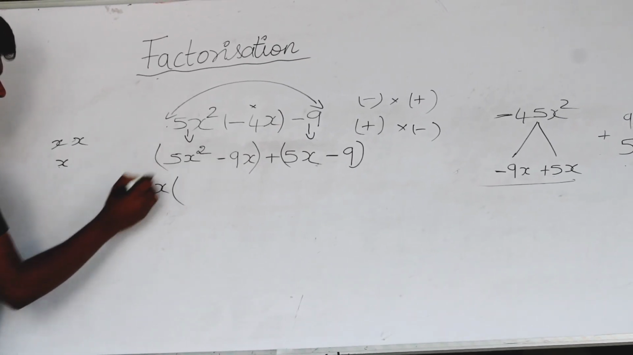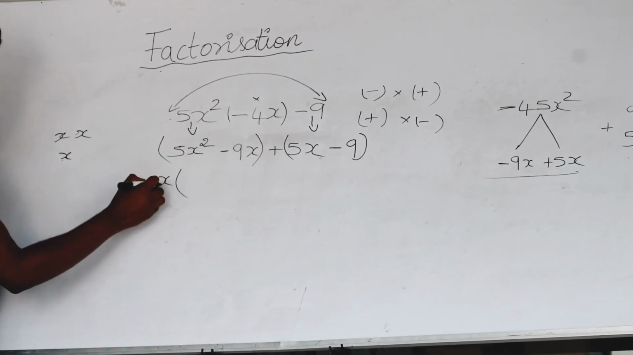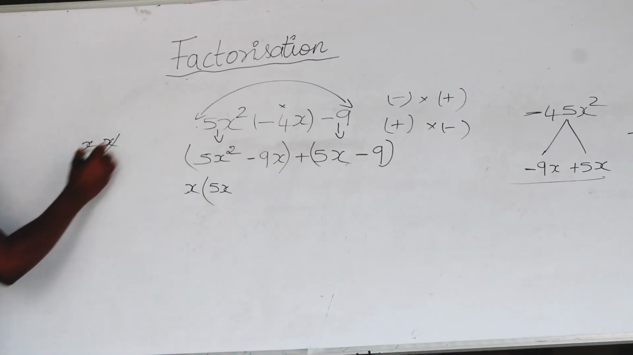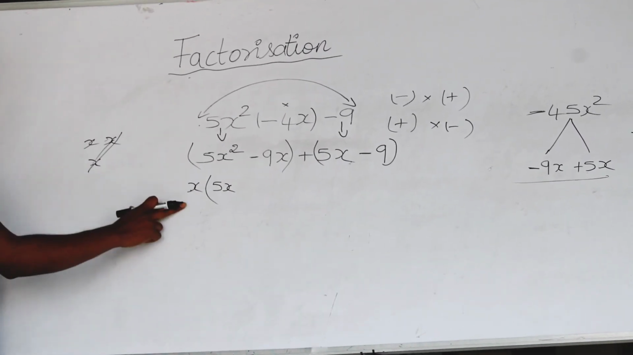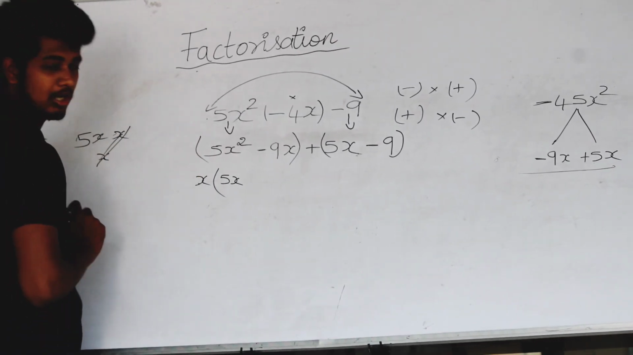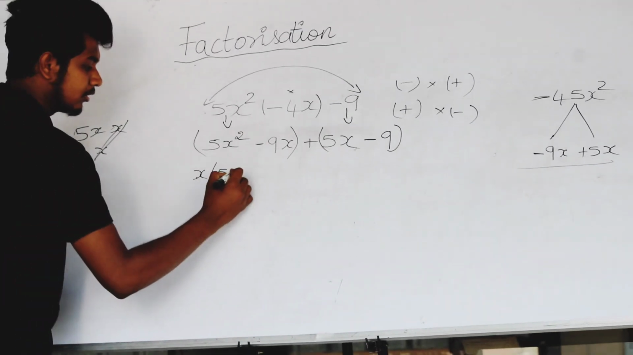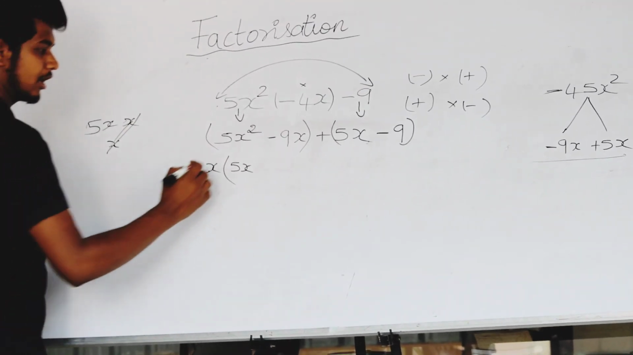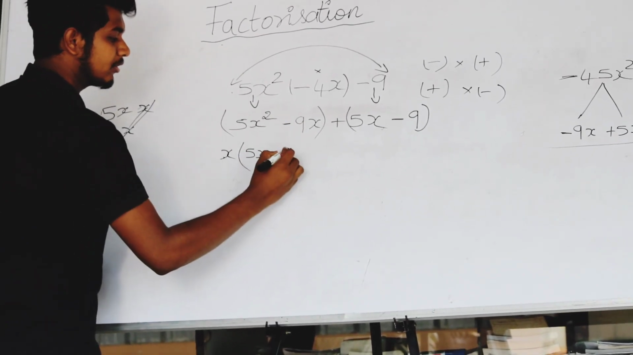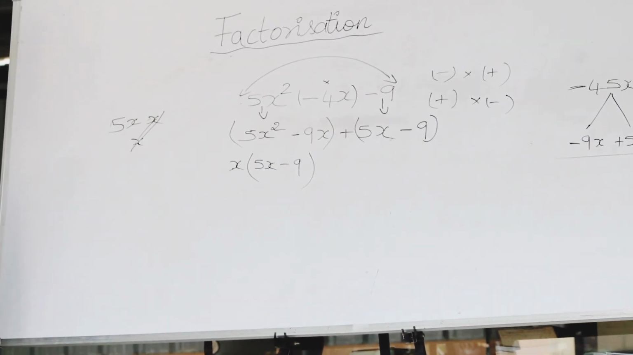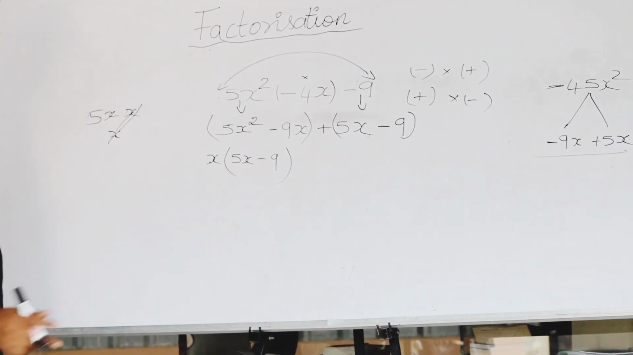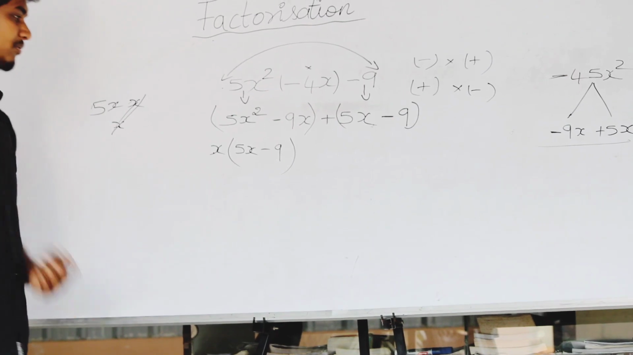So out of 5x square, I have taken x already outside. What is remaining here is 5x. See, I have taken 1x outside. Okay, what is remaining? 5x. So 5x square is your common, and 5x is the term remaining inside the bracket. Now the same way in minus 9x, x is already outside. What is remaining inside? It is 9. 5x minus 9. And both the brackets should be the same. If you get both the brackets the same, then your answer is perfect.